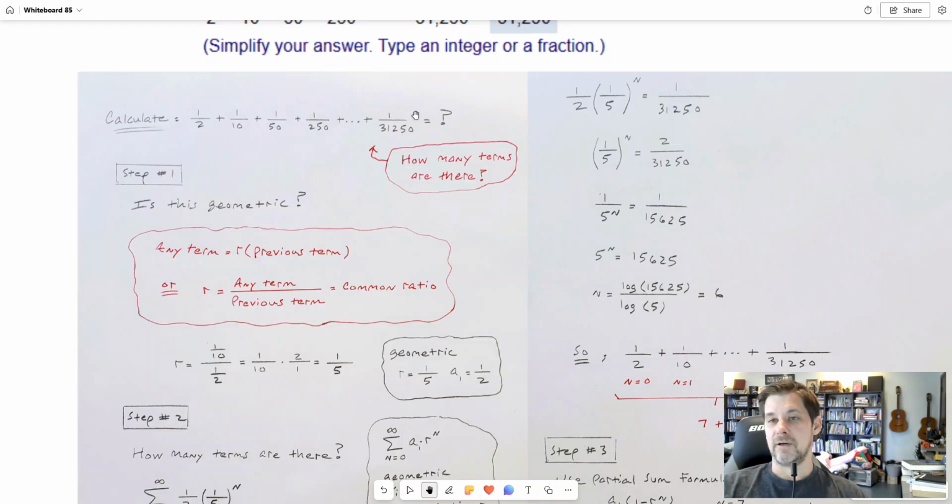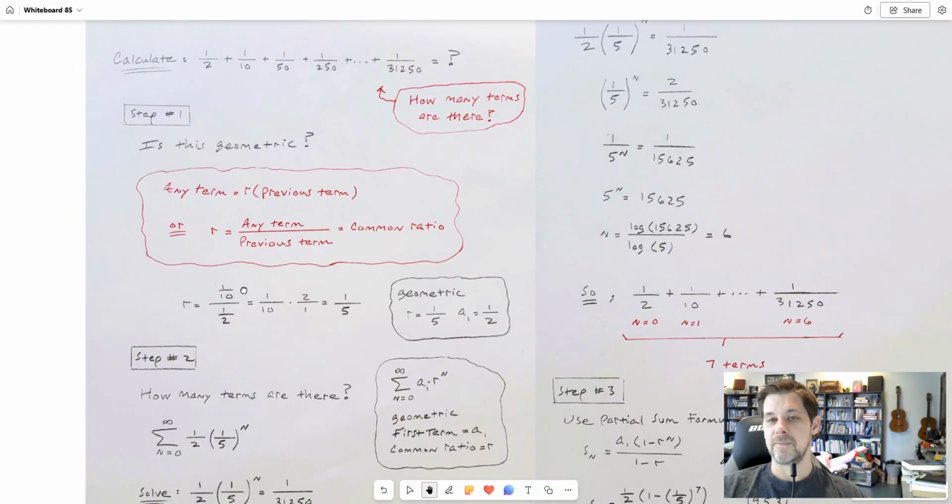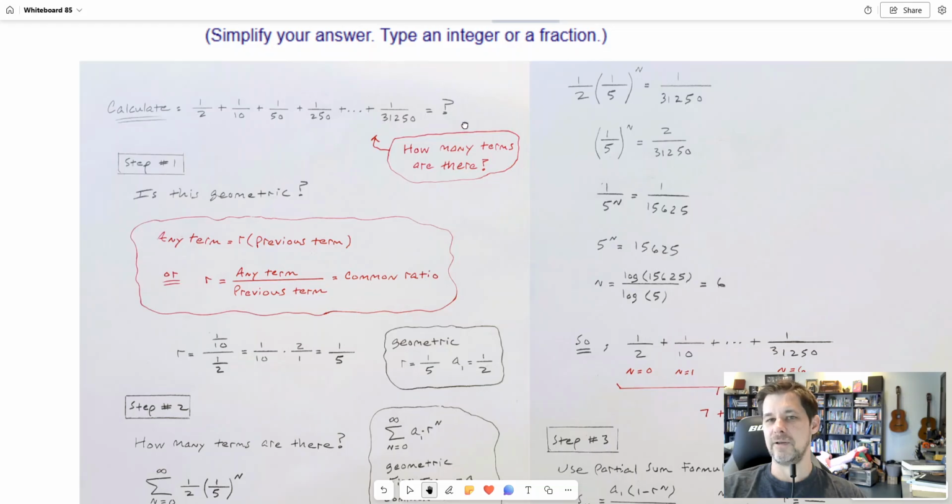So if I wanted to figure out what r is, I could take 1/10, the second term, and divide it by 1/2, the first term. That turns out to be a fifth. So it's a geometric series where r is a fifth and a1, the first term, is 1/2. We could verify this if we want to. A half times a fifth is a tenth, times a fifth is 1/50th, and I can verify from there that any term times a fifth gives you the next term. Okay, so it's geometric.